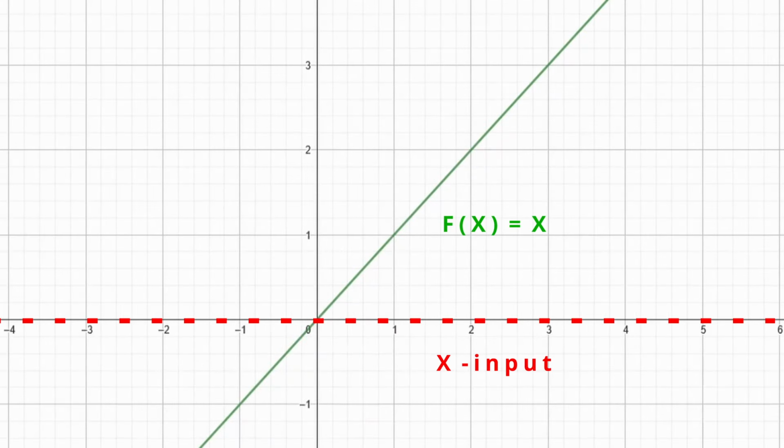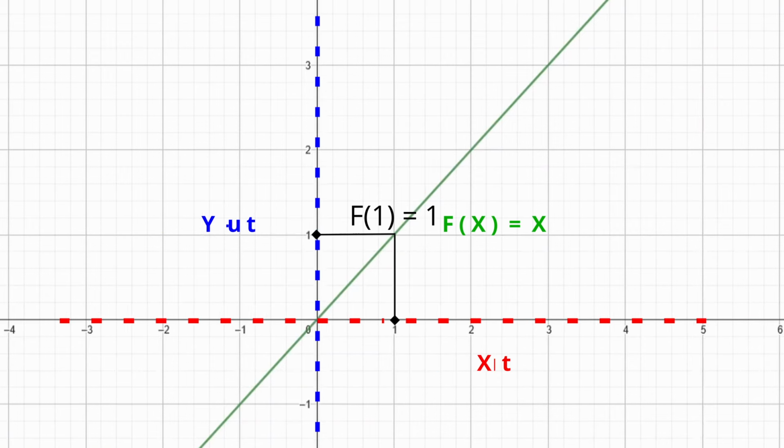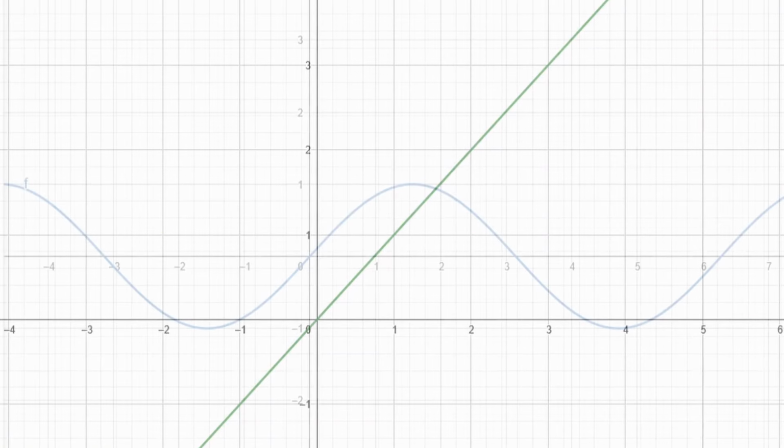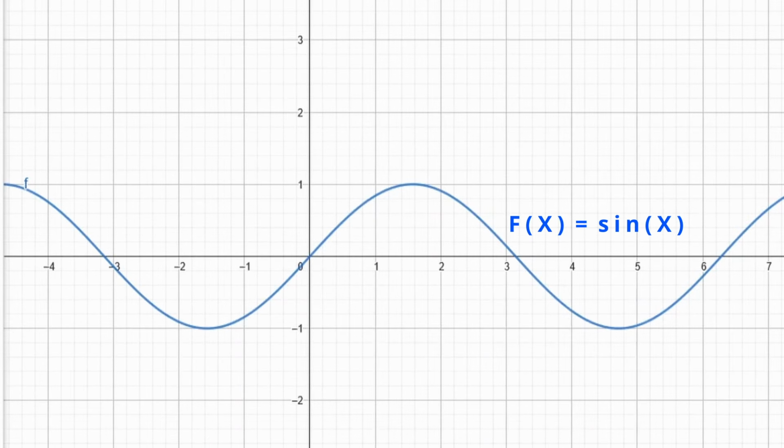Such functions find representation in graphs, where the x-axis denotes input values, and the y-axis represents the corresponding outputs. For instance, when 1 is placed on the x-axis, it aligns with 1 on the y-axis, showcasing the direct mapping. Another intriguing function is the sine function, which aligns x values with the y-axis to create the familiar wavy curves we often see in our synthesizers.